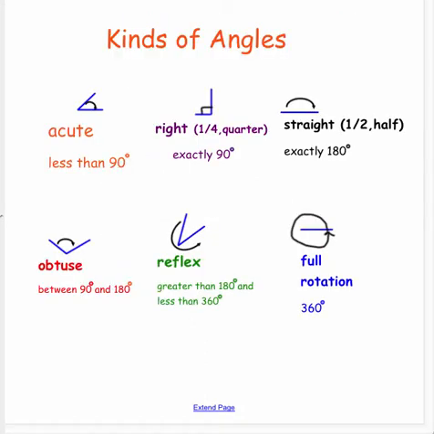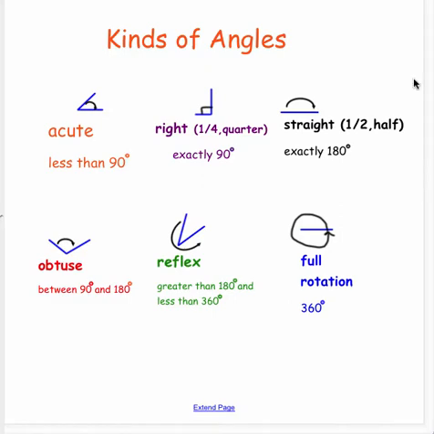There are lots of different kinds of angles. The first one you see pictured is called acute. This type of angle is less than 90 degrees. Notice it's really small. It almost looks like our less than, greater than signs. The next kind of angle is called a right angle. This is the same as a 1/4 or quarter turn, and it is exactly 90 degrees.